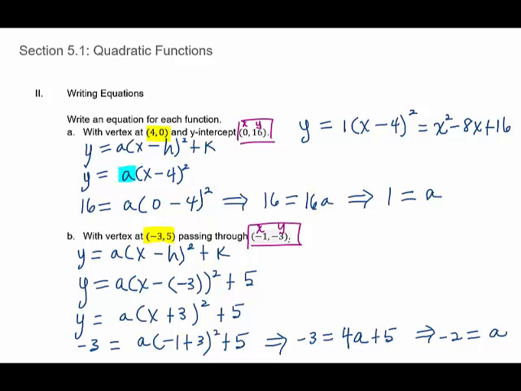And lastly, we're going to rewrite this equation. It'll look very similar to this form, where a is negative 2. So y is equal to negative 2 times the quantity x plus 3 squared plus 5, or convert it to general form.